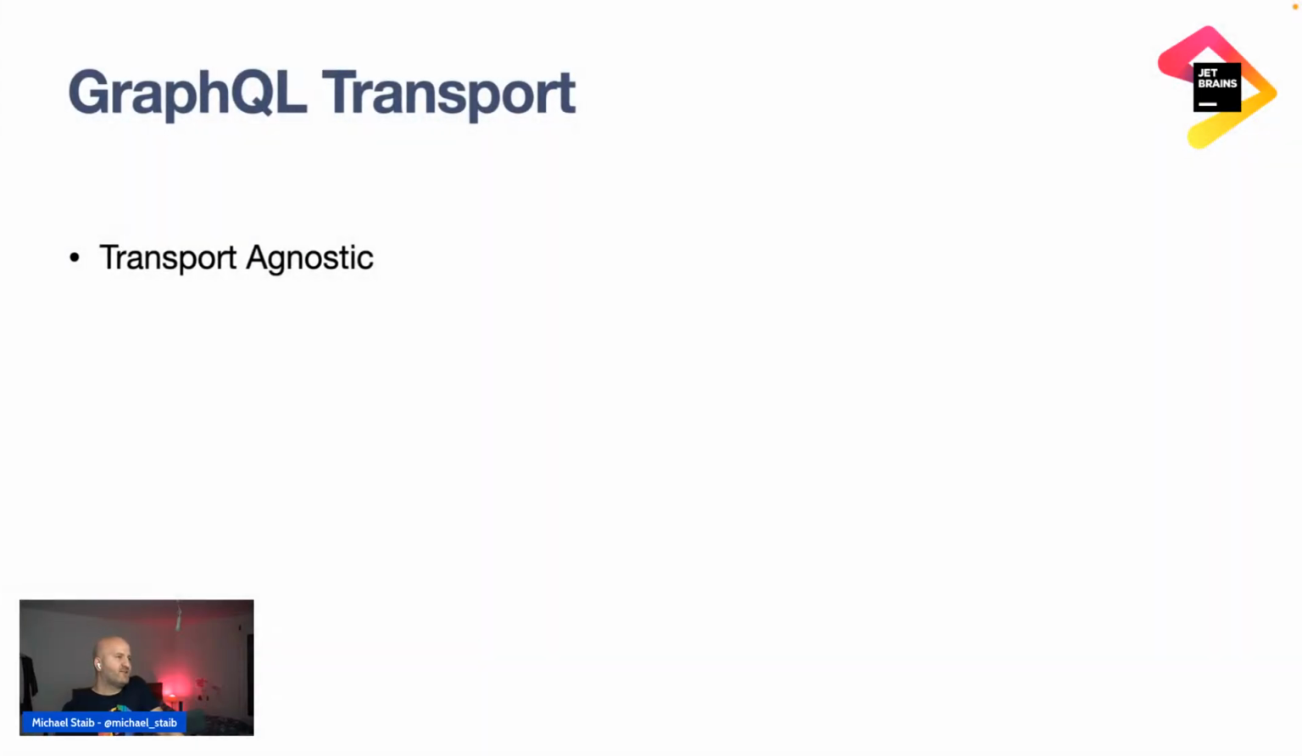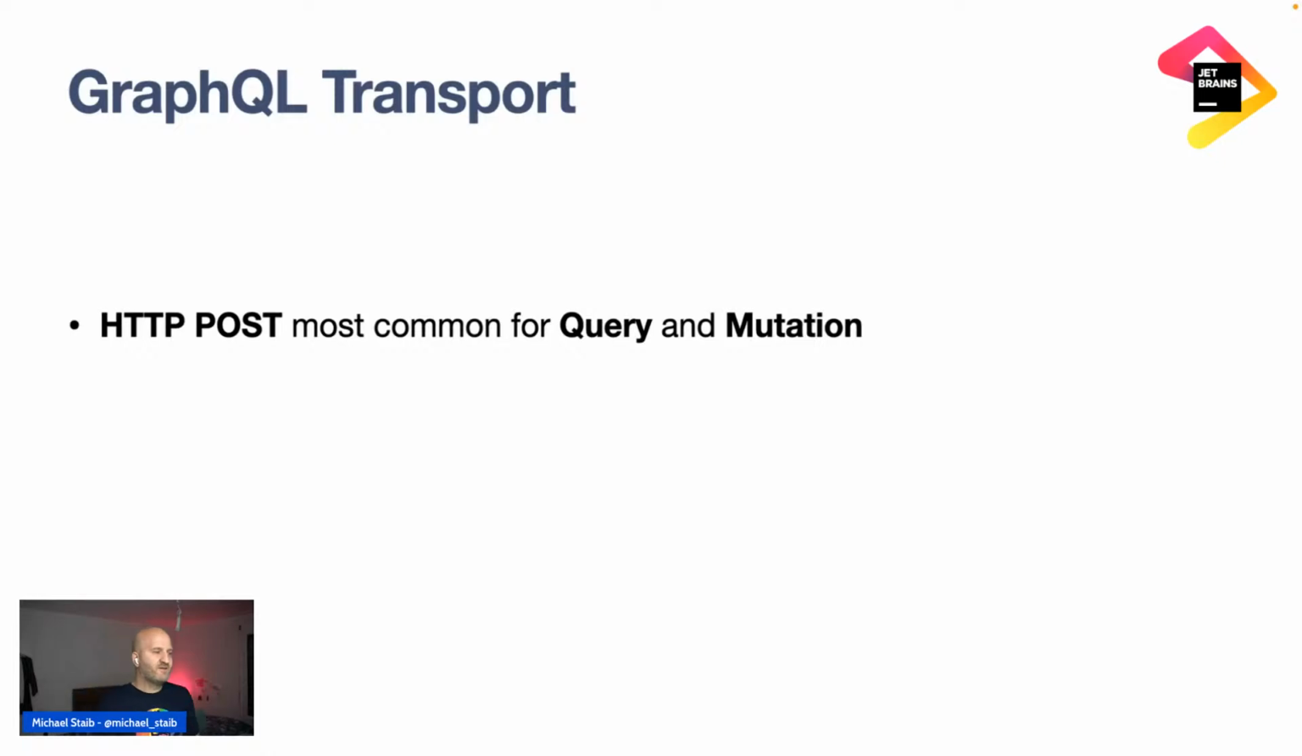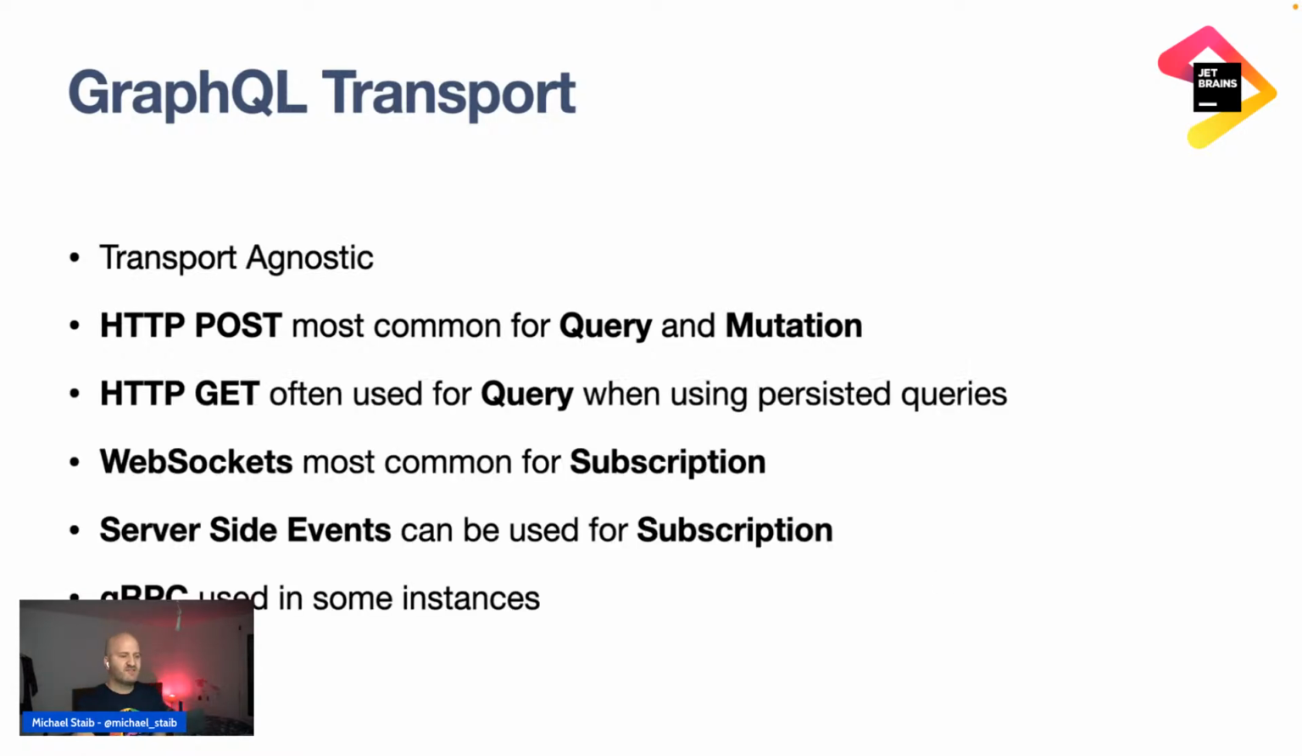So let's talk about transport here. GraphQL transport, people say, what is this using? Are you using sockets or whatever, because it's real time? So actually, GraphQL uses mostly HTTP. The predominant thing is HTTP POST. Actually, subscriptions also work over HTTP POST if you use server-sent events. You can also use gRPC as a transport.